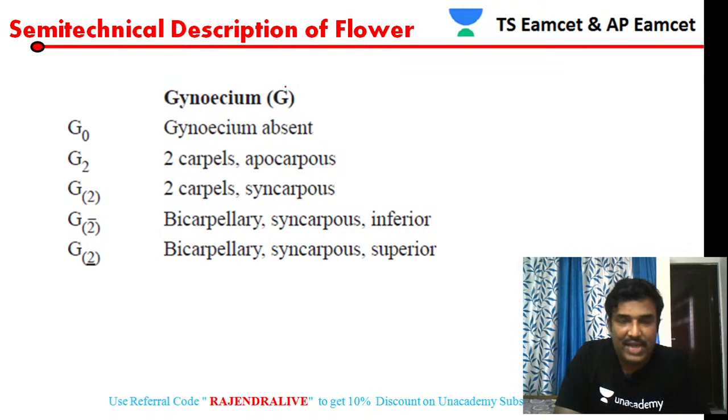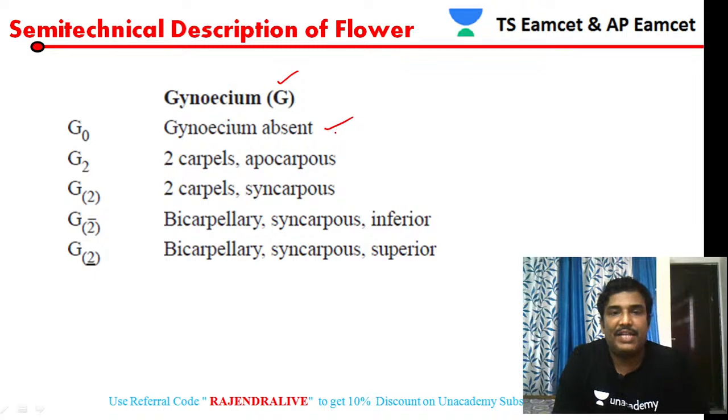Gynoecium is represented by the alphabet G. G0 means gynoecium is absent. In that particular flower, gynoecium is absent, and it is represented by G0. Then G2 indicates two carpels. There are two carpels present, represented by G2.